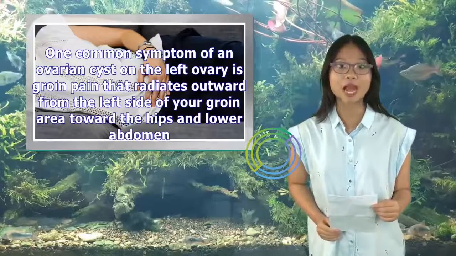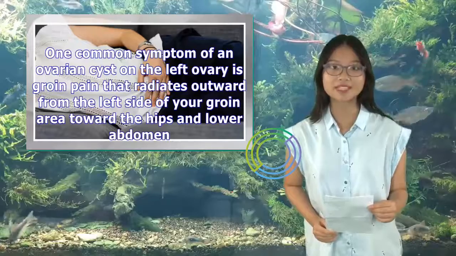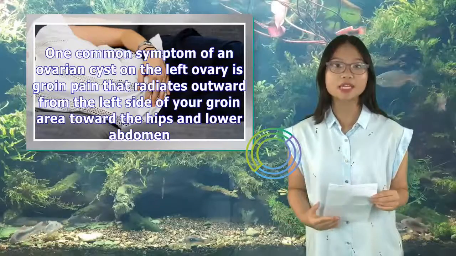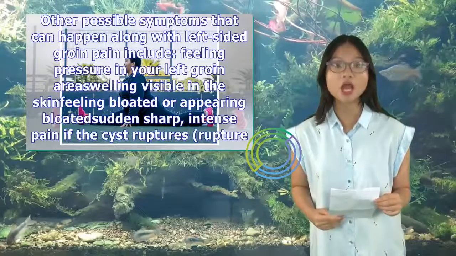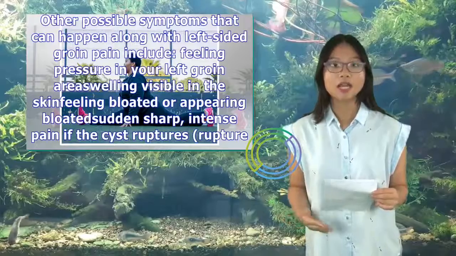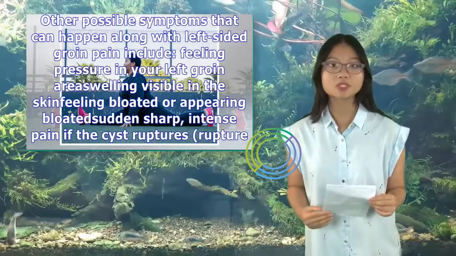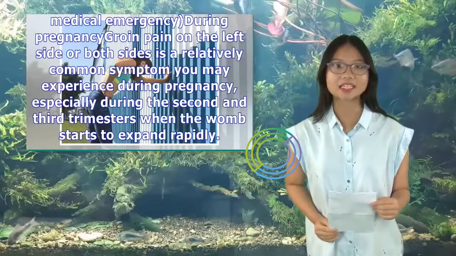One common symptom of an ovarian cyst on the left ovary is growing pain that radiates outward from the left side of your groin area toward the hips and lower abdomen. Other possible symptoms that can happen along with left-sided groin pain include feeling pressure in your left groin area, swelling visible in the skin, feeling bloated or appearing bloated, and sudden sharp, intense pain if the cyst ruptures. Rupture is a medical emergency during pregnancy.